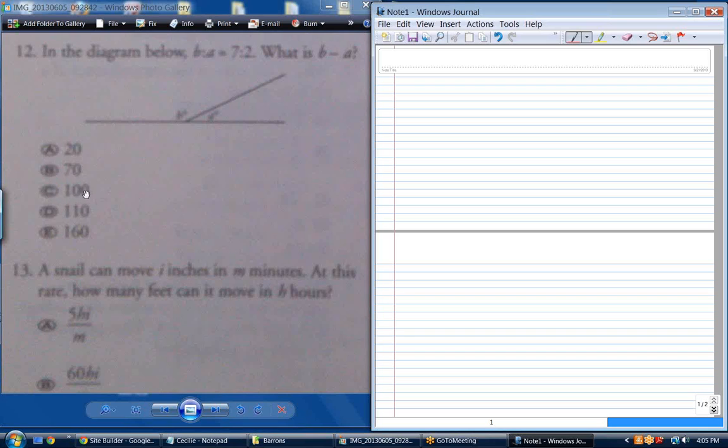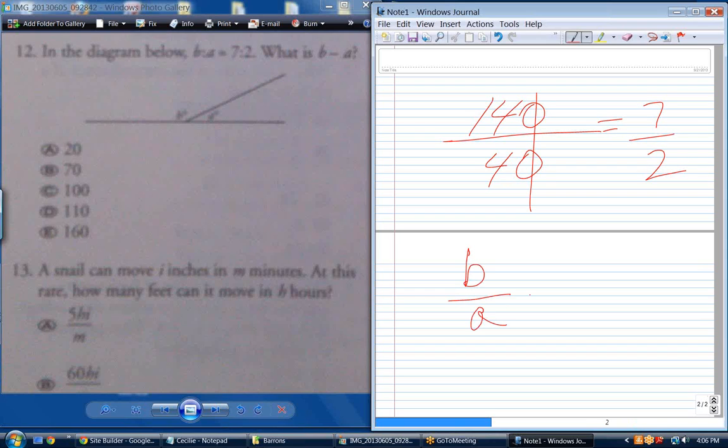If C was the answer, what would the two angles be? 50 and 50? They'd be 140 and 40, right? Oh, sorry, yeah. Okay. Is that a 7-to-2 relationship? I want to say no. Well, in other words, that's what it is. The zeros cancel, and that's equal to 7/2. Remember that 7-to-2 means B over A equals 7/2.